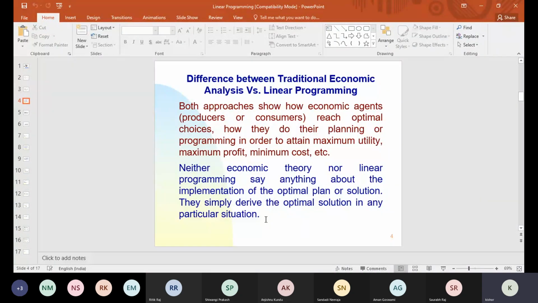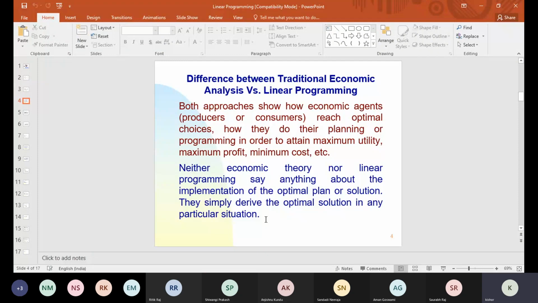Means these are the resources given to you. Under this given best utilization of resources, suppose you are producing two commodities, how many units of commodity X and how many units of commodity Y will you produce so that, under this given resource constraint, your profit will be maximum.